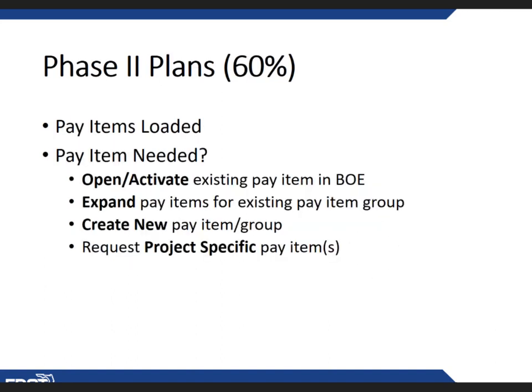In phase 2 plans, about 60%, we have the pay items. They'll be loaded. It's a good time to review them and make sure that they are correct. If you need a pay item that is not active, this would be the time to request that the item be opened. We don't want those requests coming in maybe a month or 2 months before your letting date. We have a timeline to go through, and we also have to work with the experts in that particular area. We go into further detail in our basis of estimates training, so we won't go into that today.